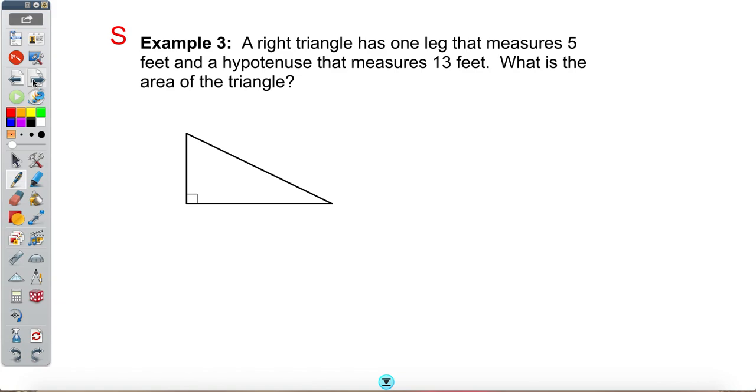Alright, so here's what I want you to do. I want you to copy down this problem in your notebook, and then I want you to pause the video and try to solve it, and then check to see if you got the same answer when you're done.